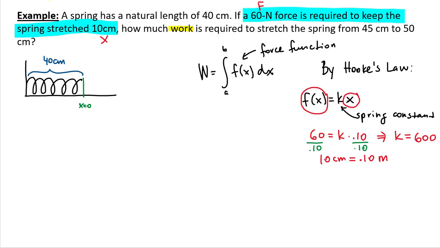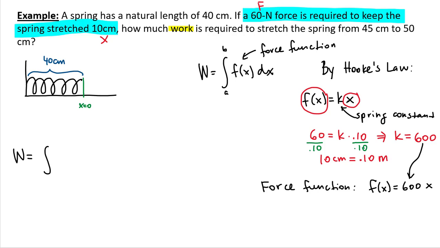And that means that the force function will be f of x equals 600x, right? It's K times x. Well, we found K, 600x. That's the force function, and that's the one that we have to integrate. So let me start setting this up. To find work, we have to set up the integral. We're going to talk about limits of integration in a second. The force function is 600x dx. Let's think about the limits of integration.